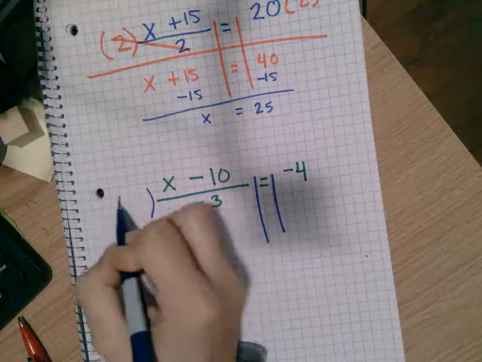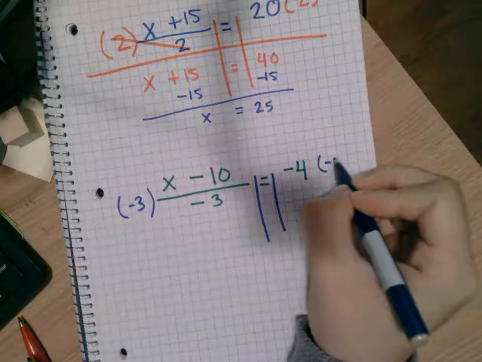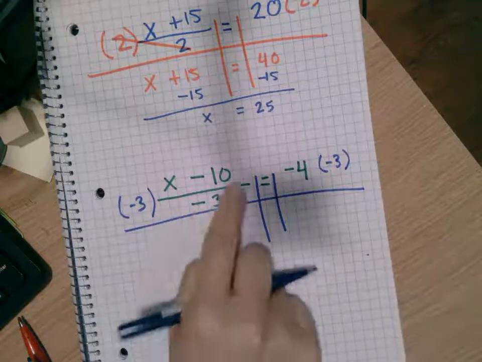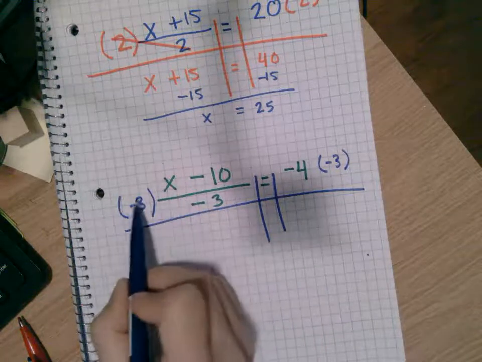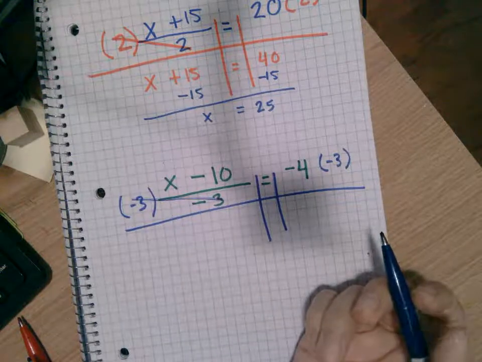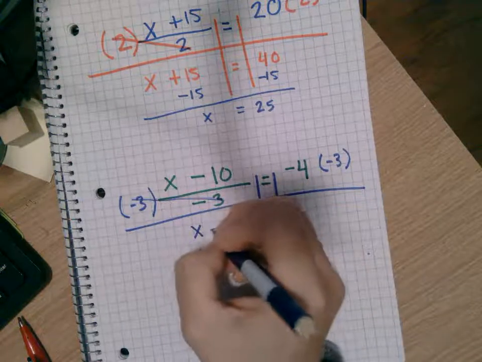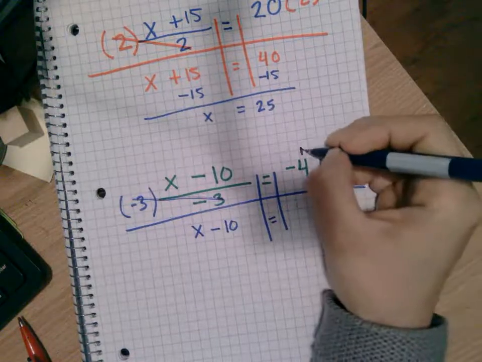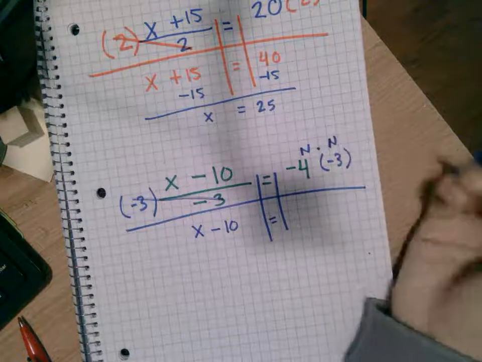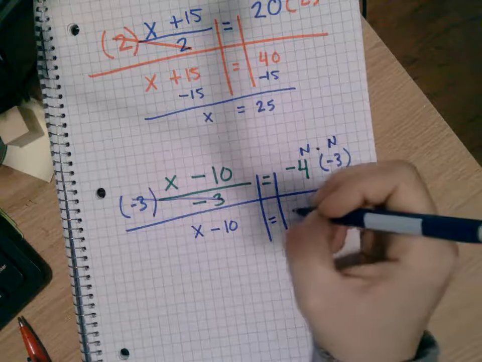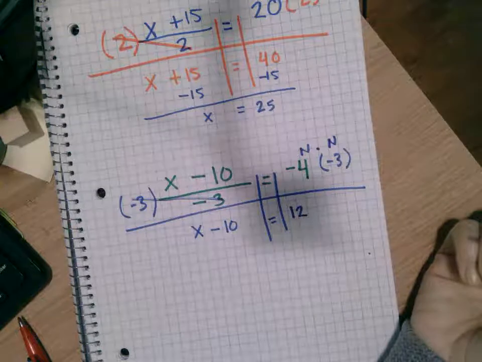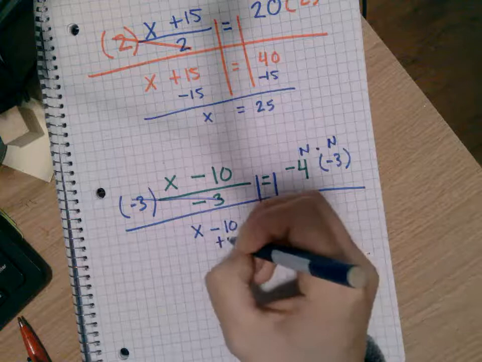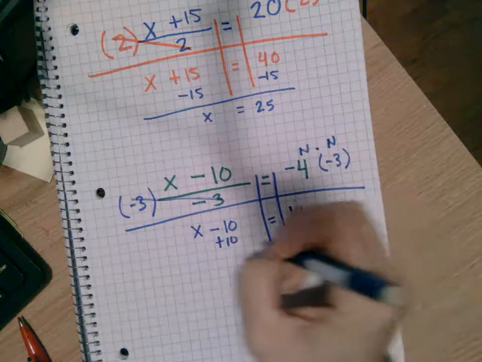So on this side, I'm going to write times negative 3. On this side, I'm going to write times negative 3. All this looks really hard, but all you just did is eliminate that part. And that's it. So we're left with x minus 10 is equal to, what's negative 4 times negative 3? 12. What's our last step? Plus 10 on this side, plus 10 on this side.